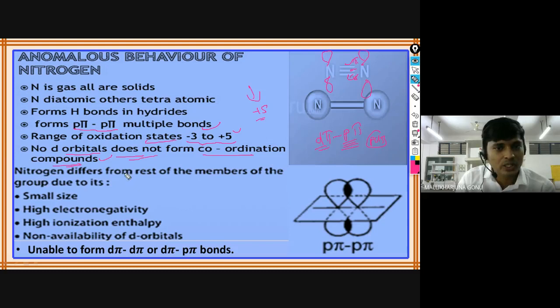Next, nitrogen differs from the rest of the members of the group due to its small size, high electronegativity, which is the capacity of attracting the electrons in bonding, which is more in the case of nitrogen, and high ionization enthalpy. Why is it having high ionization enthalpy? Vidisha, why is it having high ionization enthalpy? Nitrogen has high ionization enthalpy. Why?